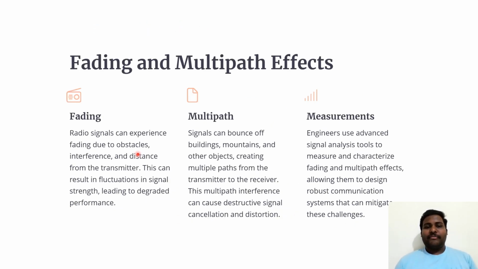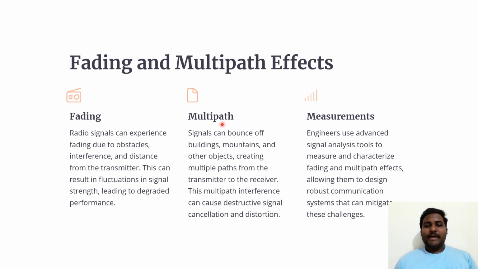Fading and multipath effects. Fading: a radio signal can experience a fade due to obstacles, interference, and distance from the transmitter. Means this can result in a fluctuation of signal strength, leading to degradation of performance. In the older days, the interference of particles between the transmitter and the receiver may cause degradation of performance. Means there would be no message conveyed properly, or it would be unhappy for customers.